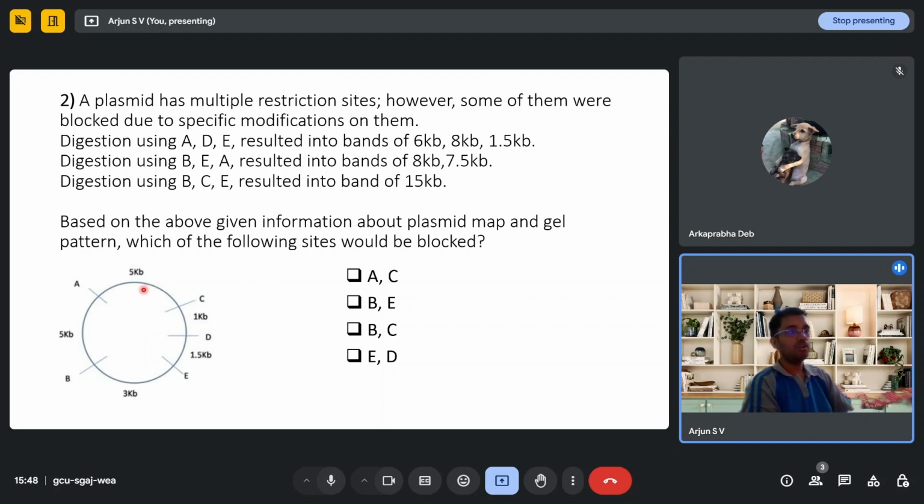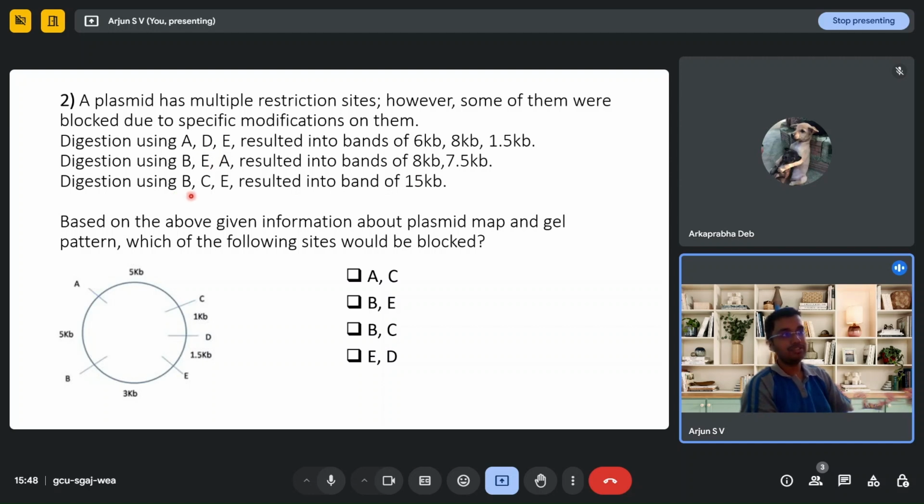So the whole plasmid pattern is 5 plus 1 plus 3 plus 5 plus 1.5, which is 15.5 kb. But you find this one: 6 plus 8 plus 1.5 is 15.5. 8 plus 7.5 is 15.5. So nothing should be wrong with these restriction sites.